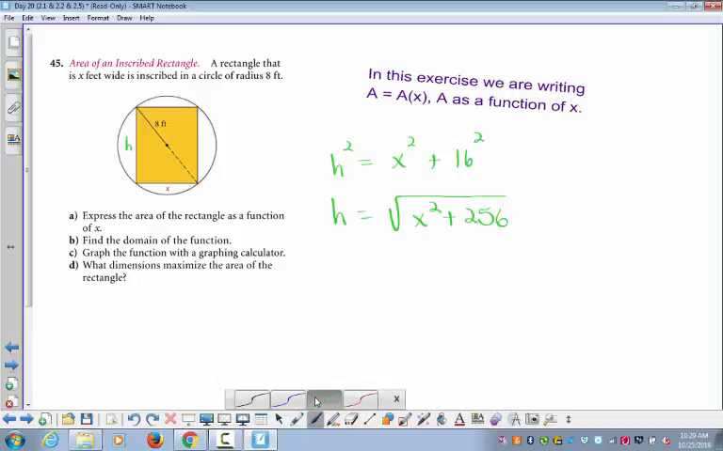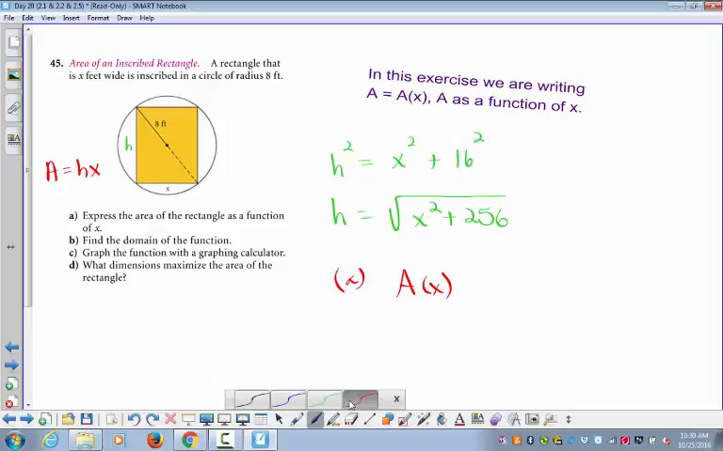Okay, so now part A says express the area of the rectangle as a function of x. So for part A, the area as a function of x. So if we write area up here as h times x, we've written the area as a function of two variables. We've written it as a function of both h and x. And that is a hard thing to analyze when you have two independent variables. In Calc 1, you really want one independent variable so you can do these things to it, like taking derivatives and setting them to 0.